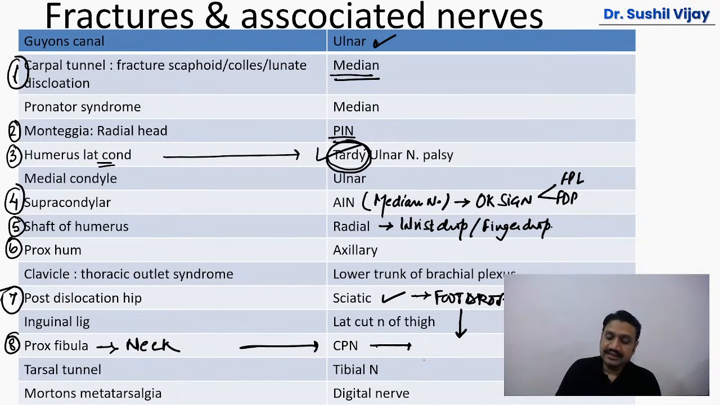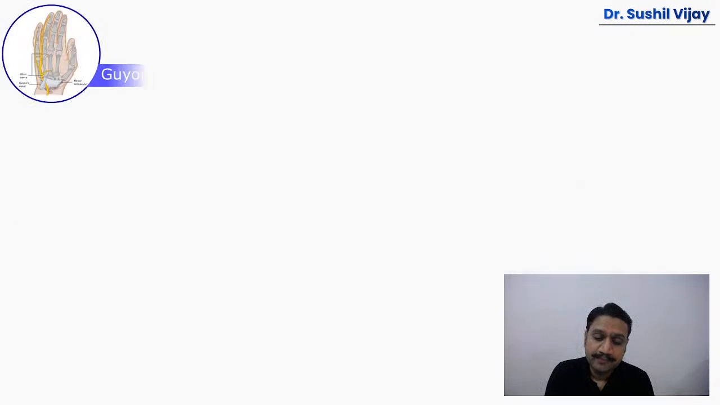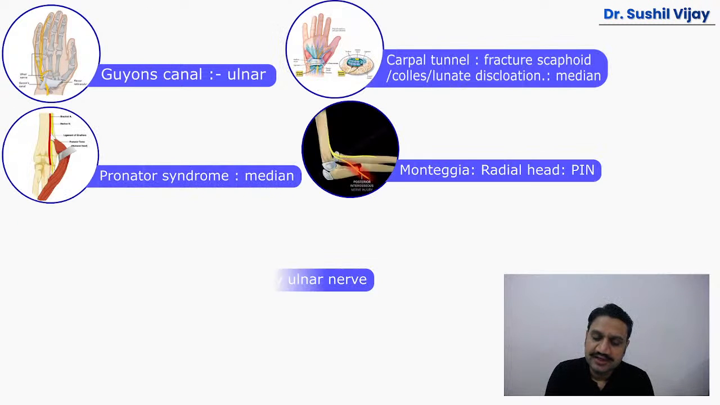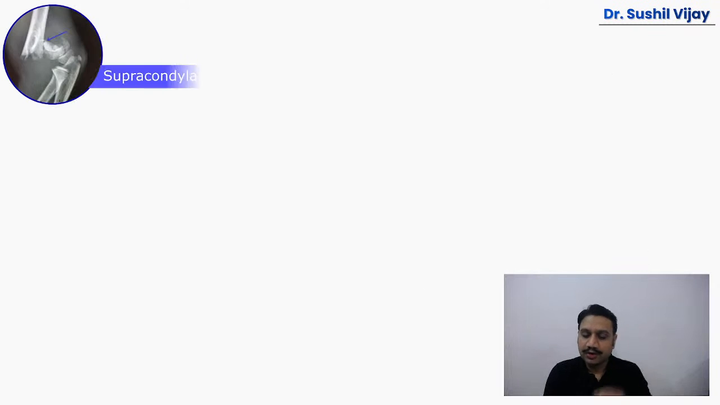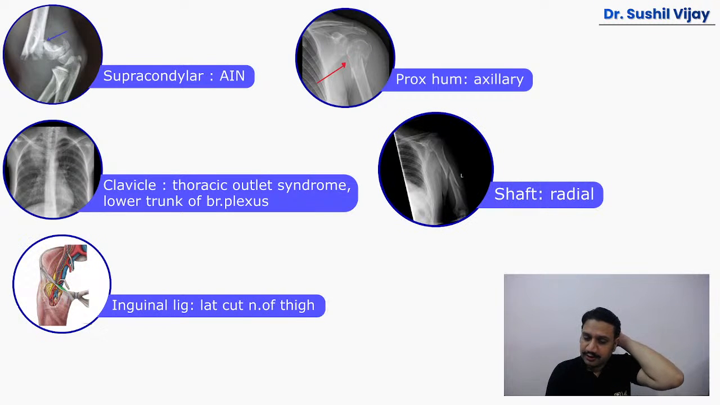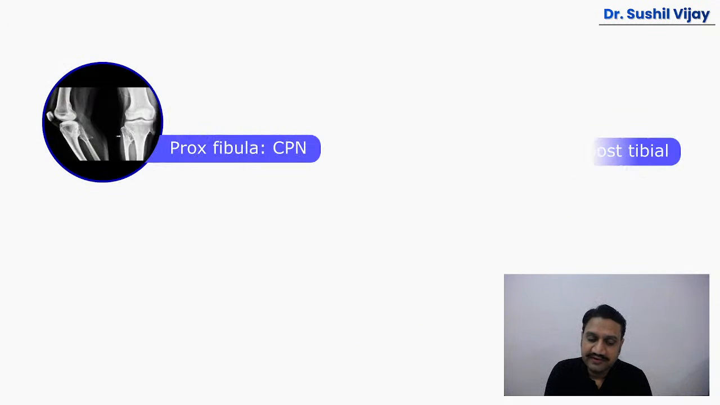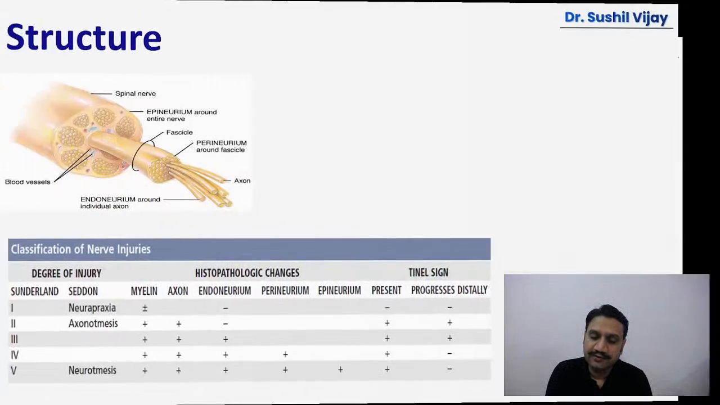All right. So these are the eight areas which I want you to remember, the areas which will be involving these nerves. This is very, very important. All right. So that's your fractures and the associated nerves. Okay. Next one, these are all the areas which I just told you about. So AIN, proximal humerus and all these areas. So this is a very, very important aspect of trauma involving the nerve.